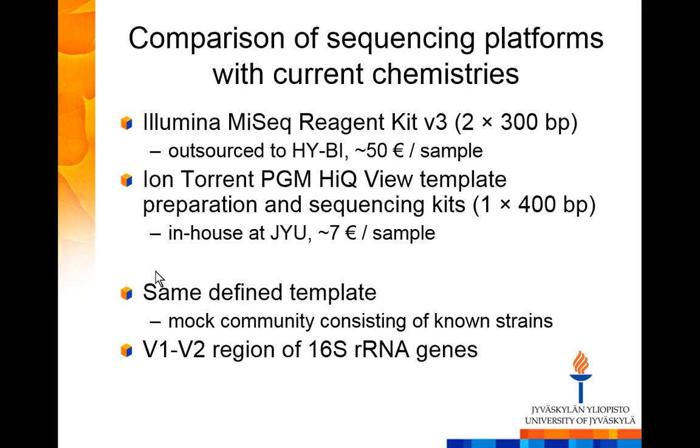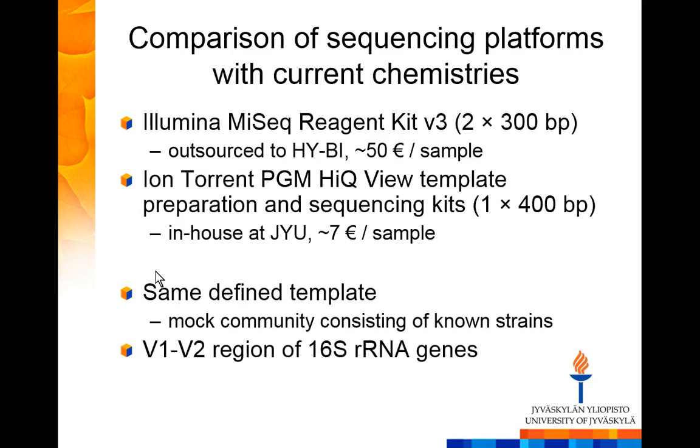So these are the specs from the MiSeq reagent kits. MiSeq 2 times 300 base pairs, and the price that we got, I think it also always depends a little bit on what you negotiate. I don't think you will get your sequencing at a much cheaper price than this. Here I prepared everything myself, and yeah.